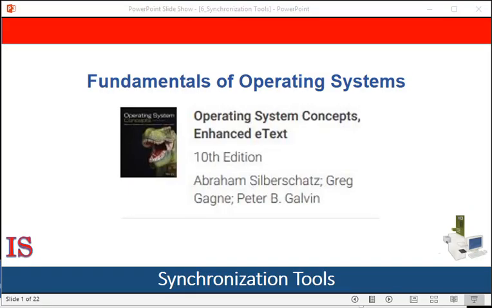Welcome back to our course, Fundamentals of Operating Systems, based on the textbook Operating System Concepts, 10th edition, by Abraham Silberschatz, Greg Gagne, and Peter Galvin, published by Wiley Publishing. We are in Unit 6 of our course right now, the topic of which is process synchronization. We've already discussed several techniques for process synchronization, and in the last lesson we were introduced to the semaphore. We're going to continue on that discussion of the semaphore beginning now.